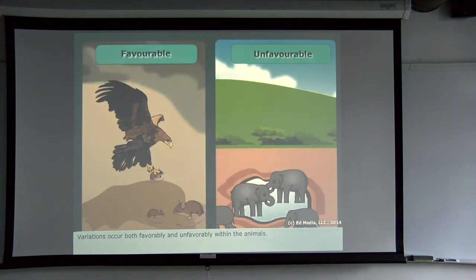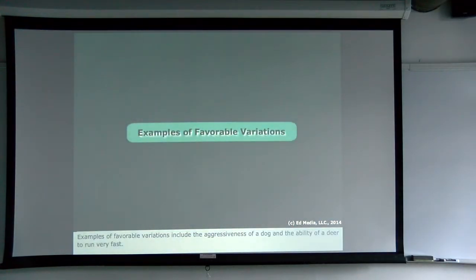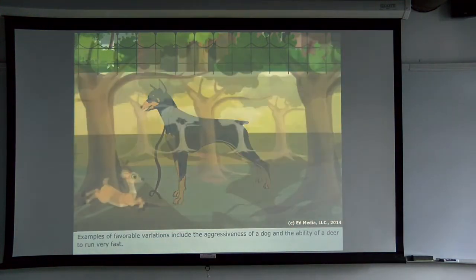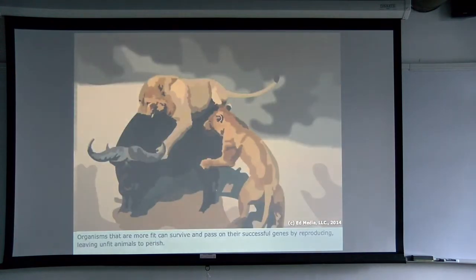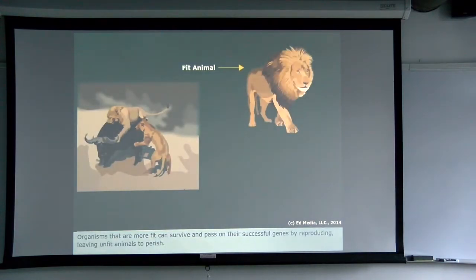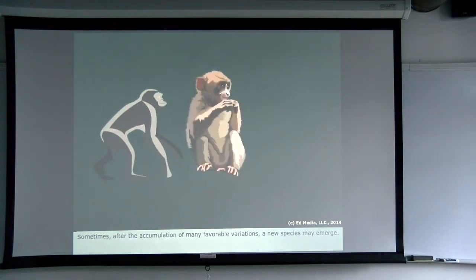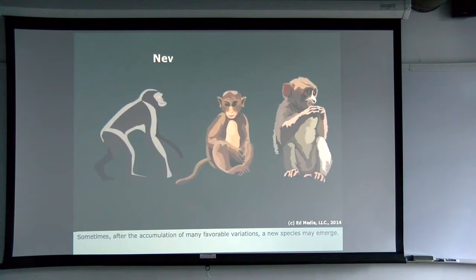Variations occur both favorably and unfavorably within the animals. Examples of favorable variations include the aggressiveness of a dog and the ability of a deer to run very fast. Organisms that are more fit can survive and pass on their successful genes by reproducing, leaving unfit animals to perish. Sometimes, after the accumulation of many favorable variations, a new species may emerge.